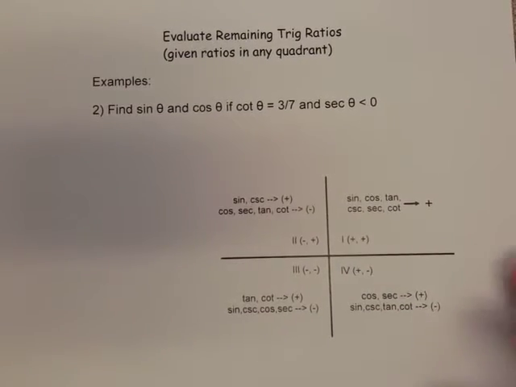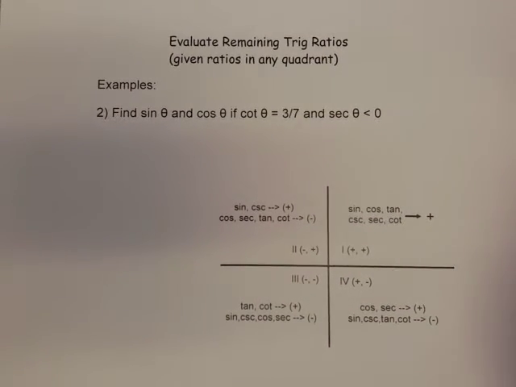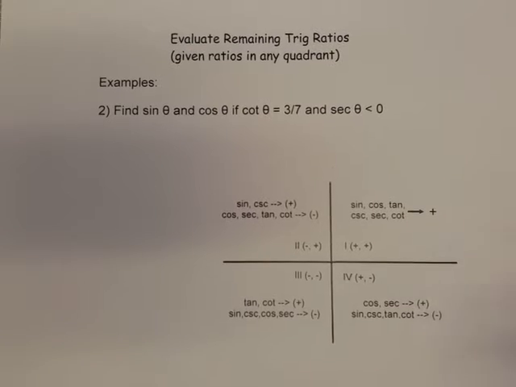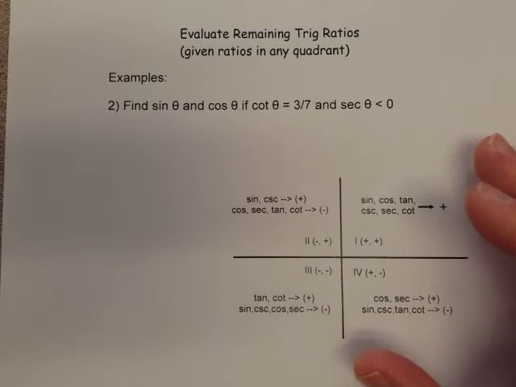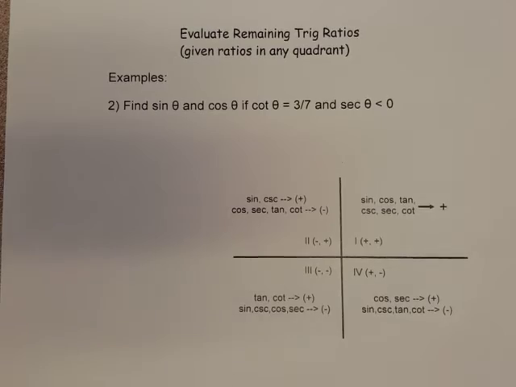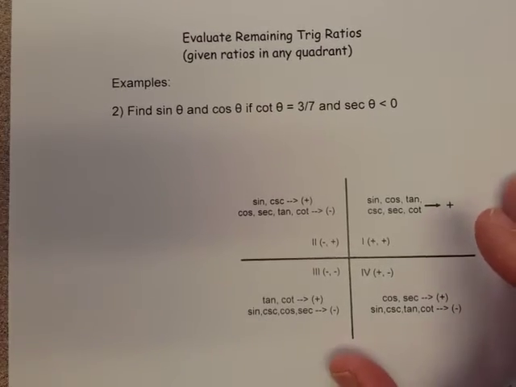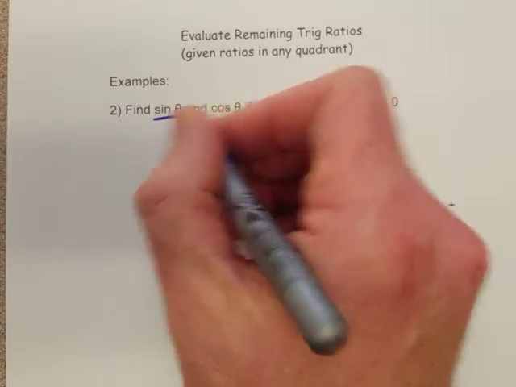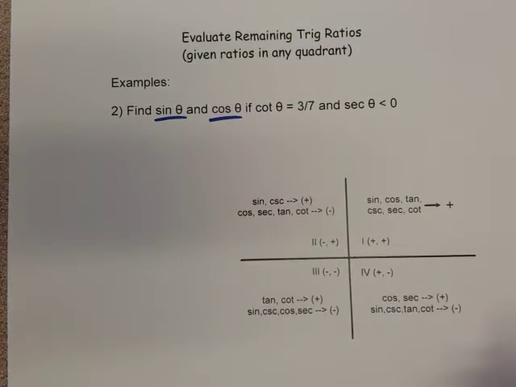Here's another example in 4.3 day 2 that is just like the last one, where we're evaluating the remaining trig ratios given ratios in any quadrant. So this is just another one for you to see. If you understood the last one, there's maybe not that much of a reason to watch this one, but here we go. We want to find sine and cosine.